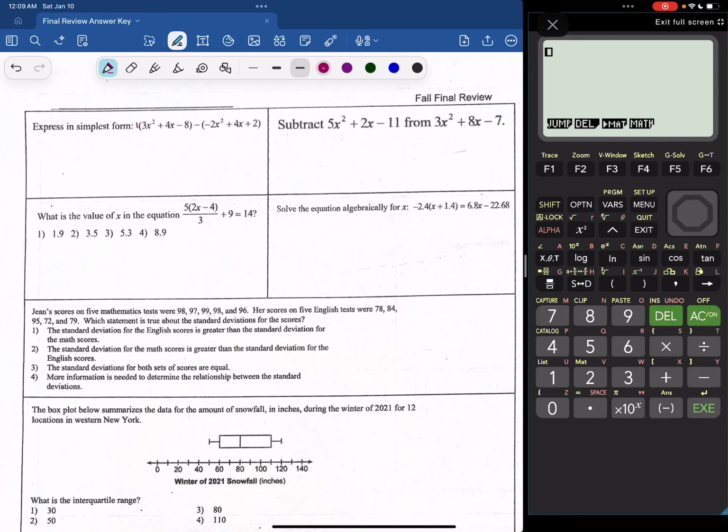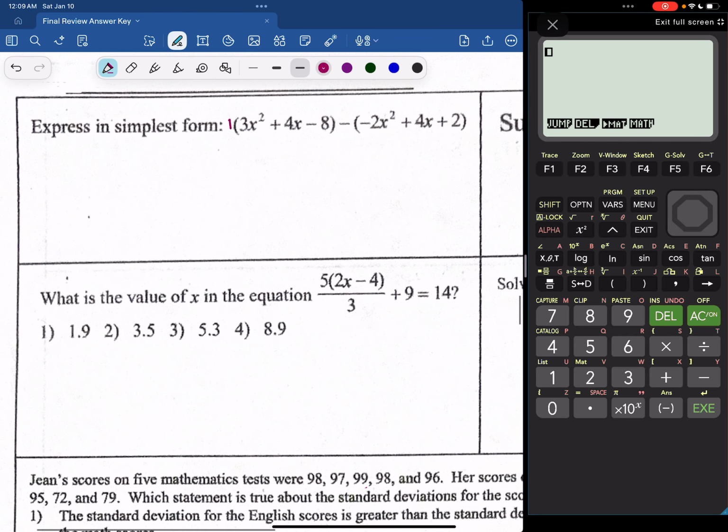Hey guys, here is the review for our final exam. Let's jump into it. In the first question, we're asked to express this in simplest form.